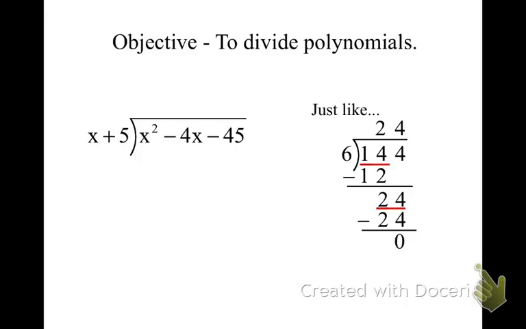When you're doing long division with polynomials, the first thing you're going to do is look at the first term in the divisor, that x, and all we're going to do is try and get rid of that x. So x times what equals x squared? X. Now, because I have two terms here, I have to move what I'm multiplying it by to the second term.